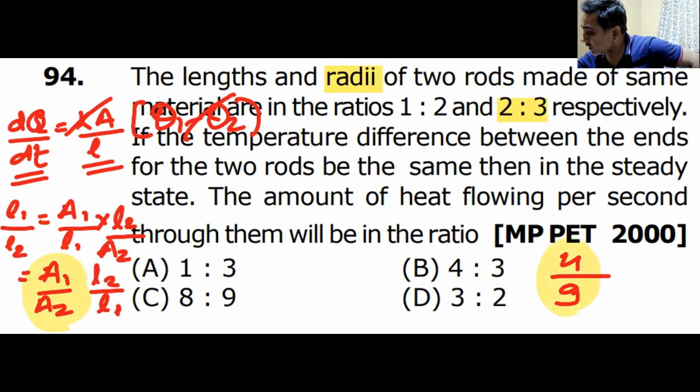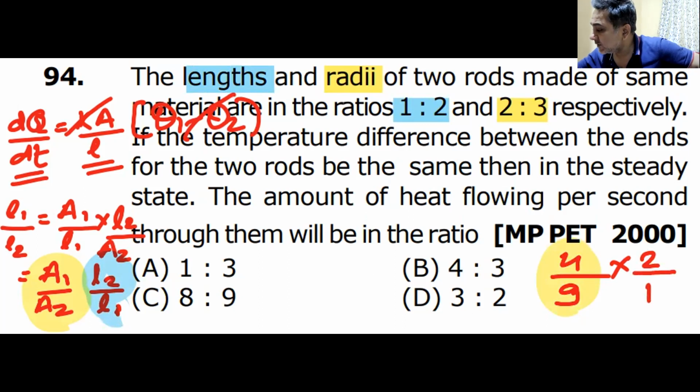Now let us work on the ratio of lengths. L2 by L1 is in blue. Look at the blue one, lengths. Lengths are in the ratio 1:2, so L1 by L2 is 1:2. I have to find out L2 by L1, so it will be equal to 2 divided by 1. Do we understand this?